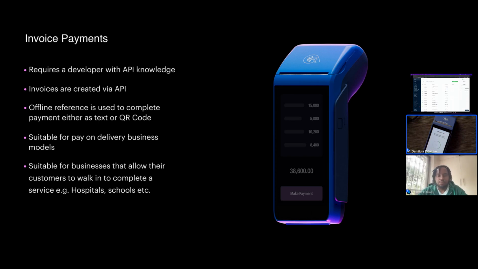So basically, any team that has a developer, the custom invoice payment should be one of the things they think about, and not just the Paystack dashboard. So with this, a developer with API knowledge integrates the invoice API. So you consume the invoice API, and the offline reference is then encoded into a QR code, which is the default method of reading an invoice, or of loading an invoice on the Paystack terminal. So this is suitable for, like I've hinted before, pay on delivery models.